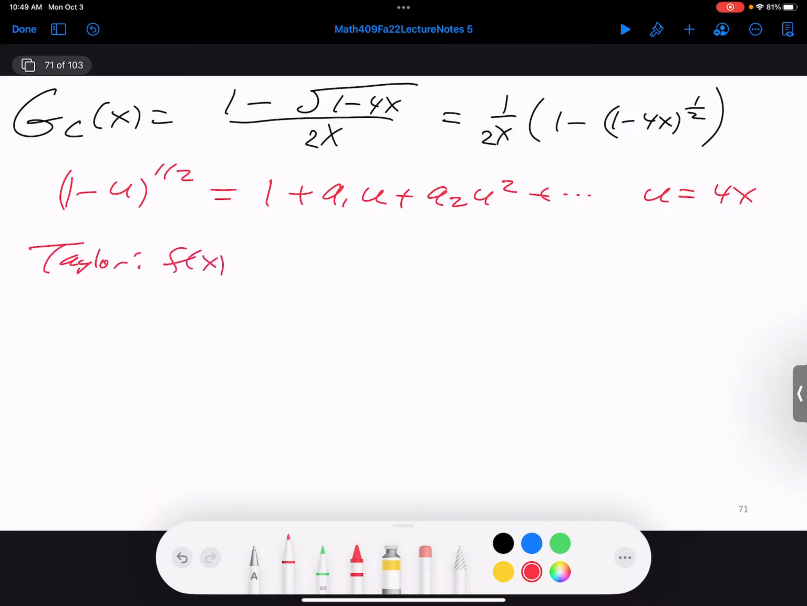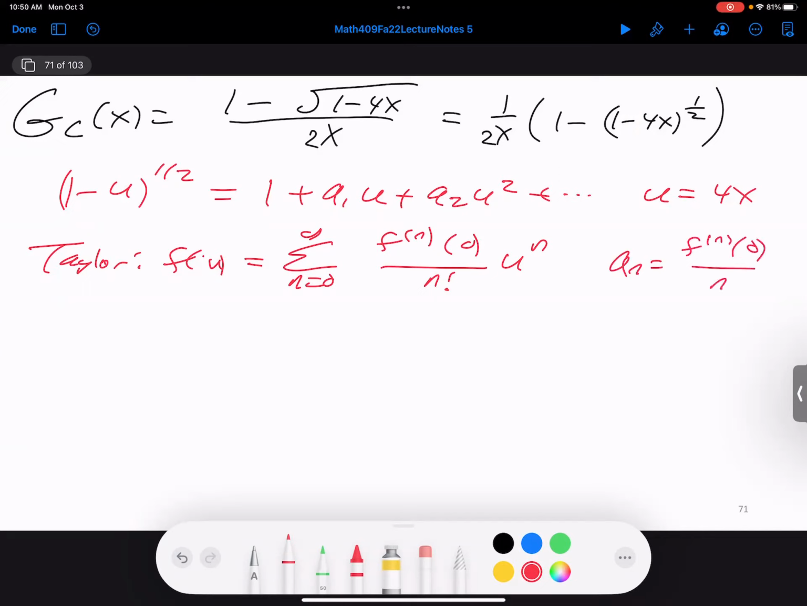If I have f of x, that's going to give me the sum, n goes from 0 to infinity, of the nth derivative at 0, divided by n factorial, times x to the n. I'll use u. And that's how you get the coefficients. So a_n would just be the nth derivative at 0 over n factorial. This is a senior seminar. We are supposed to be recapping things you've seen. Here's Taylor series. So let's start calculating derivatives.